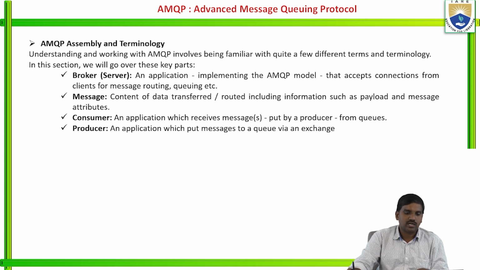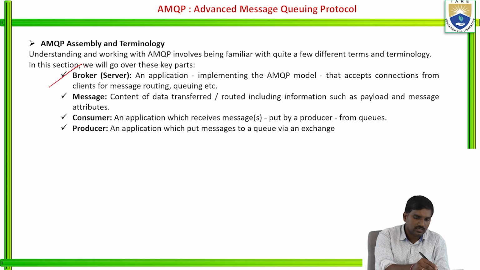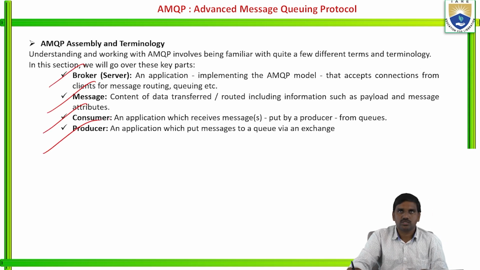Assumptions, assembly, and terminology of AMQP. Broker is nothing but server, message, consumer, and producer. So what is a server, what is a message, what is a consumer, what is a producer? Let's see one by one. A broker is an application implementing the AMQP model that accepts connections from clients for message routing and queuing, etc.